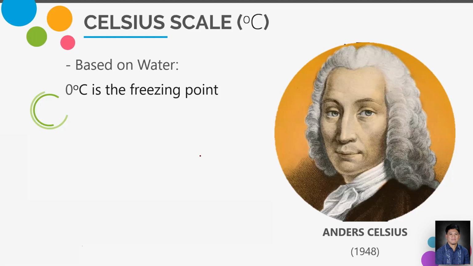Since 0 degrees Celsius is the freezing point of water, at a temperature of 0 degrees Celsius, the water will solidify, and it can produce ice. So that doesn't mean that 0 means it has no temperature. But 0 degrees Celsius means that it is a very, very cold temperature.